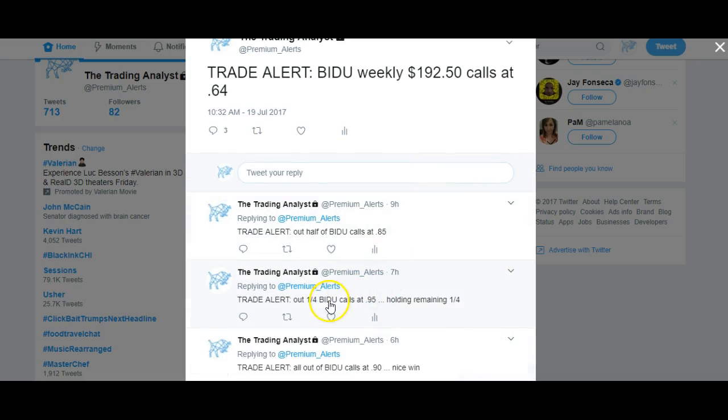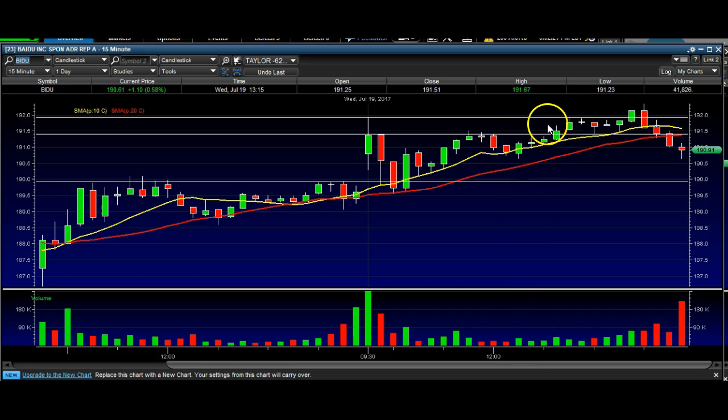And right here you can see we sold at 95 cents right there, so for about a 50% gain approximately on those contracts. And the next target was really just until we got some kind of reversal signal. And we broke the highs right here with this candle right here.